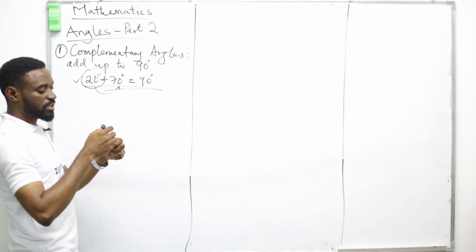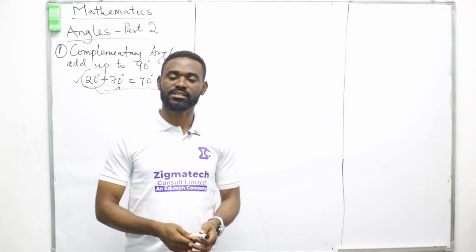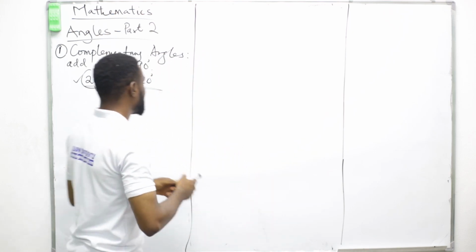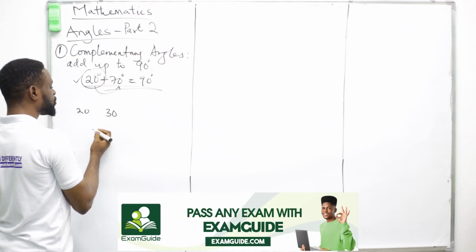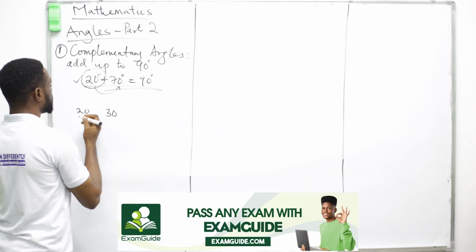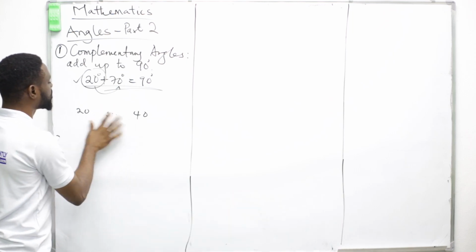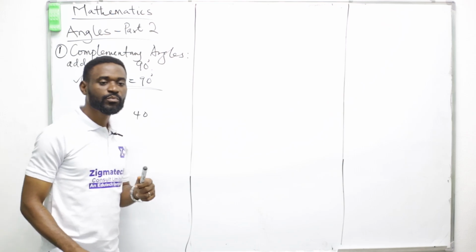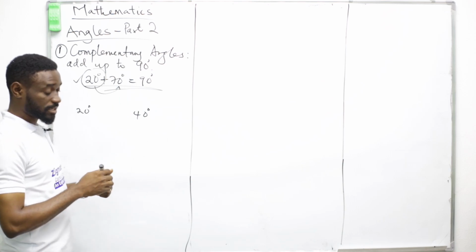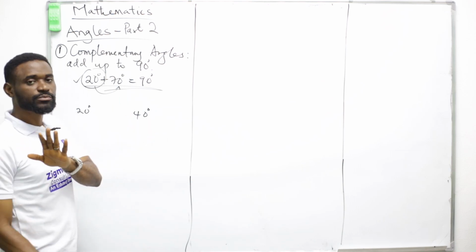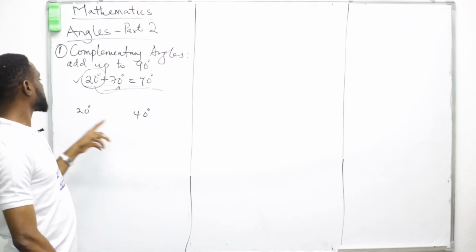Can you see that? So they can also give you instances where they give you more than two angles that are complementary to one another. For example, they give you 20 degrees, 30 degrees, and let's say 40 degrees. They can ask you which angle is complementary to 20 degrees and 40 degrees. You can see that 20 and 40 will give us 60.